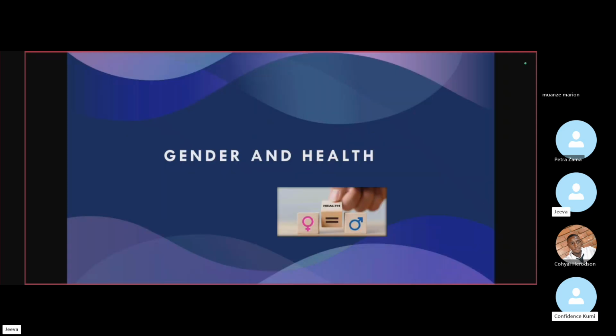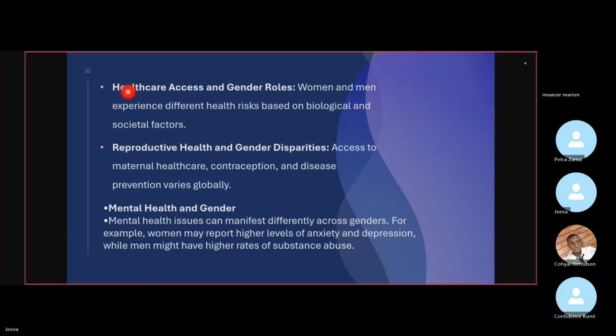Okay. Next one is gender and health. So how will that affect health? Healthcare access and gender roles. Women and men experience different health risks based on biological and social factors like reproductive health and gender disparities. Access to maternal health, contraception, and disease prevention varies globally, right? Different areas have different accessibility, and prevention varies according to the place.